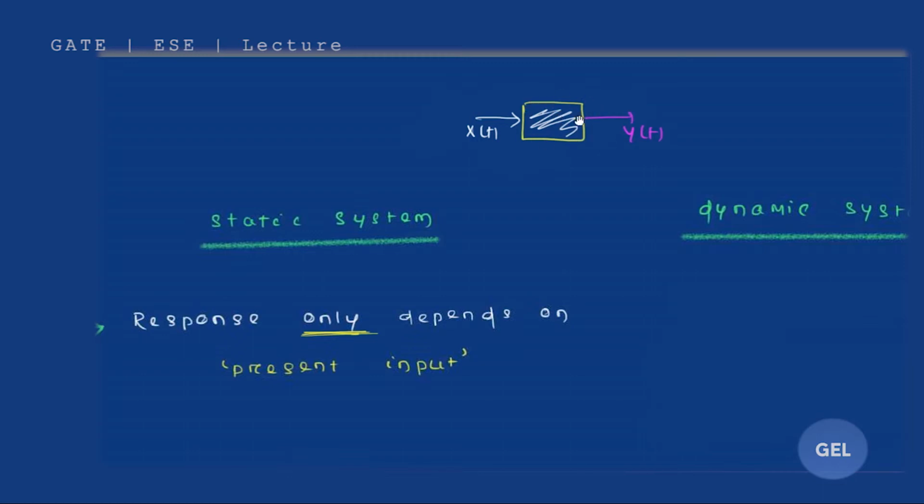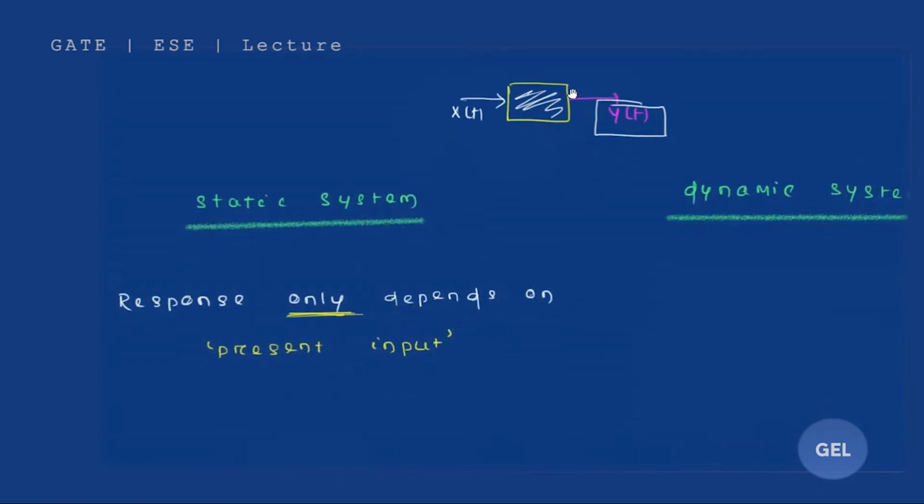So how to know that? Always remember, the property of a static system is that the response, that is this y of t, only depends on the present input. It does not care about any past input, it does not care about any future input or output. It doesn't depend on past output, past input or anything. It only depends on the present input.